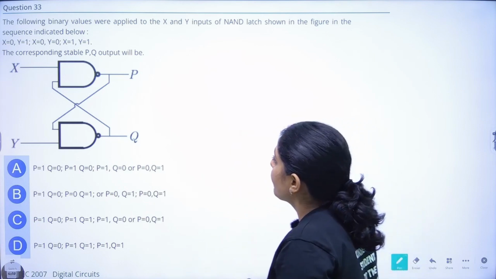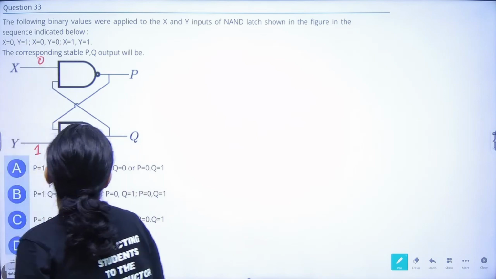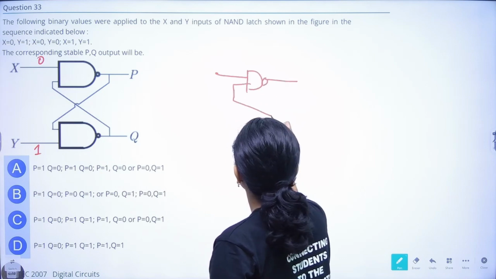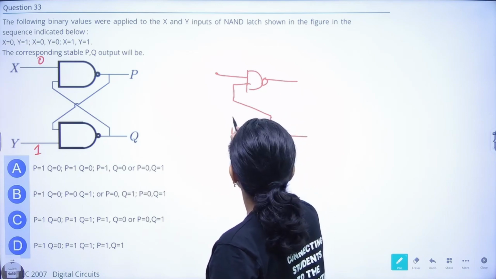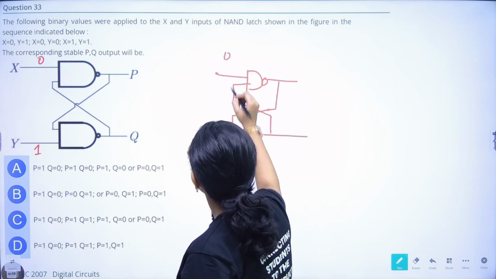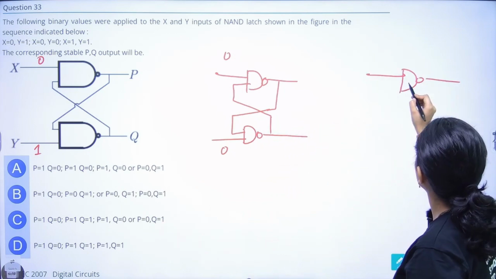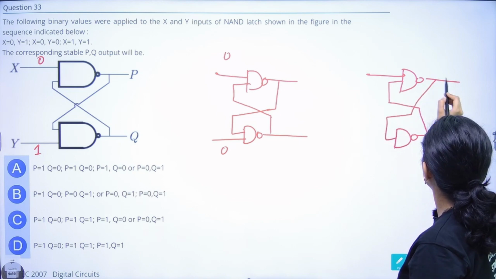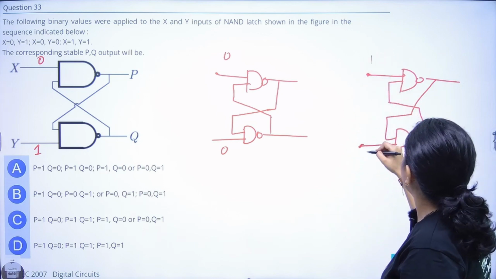So the input sequence is given and we have to find out the corresponding stable values of P and Q outputs. What are the input values given? So the first input values are given as 0 and 1. Next values, let me draw it again here. The next values are 0, 0 and finally the third values will be 1 and 1. My drawing is not that good. I'm sorry for that. It's okay. We'll understand how the latch is working.